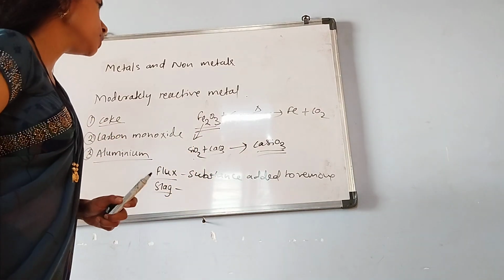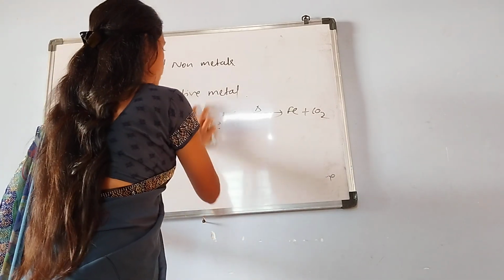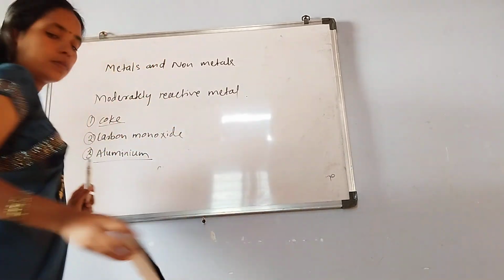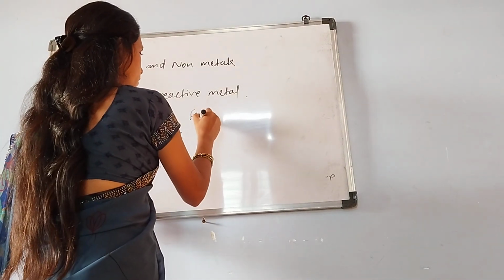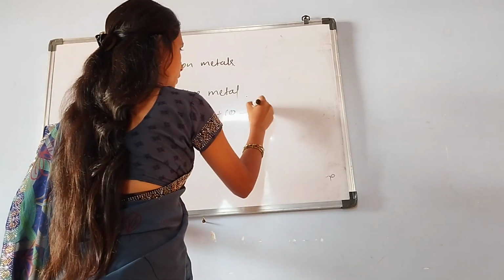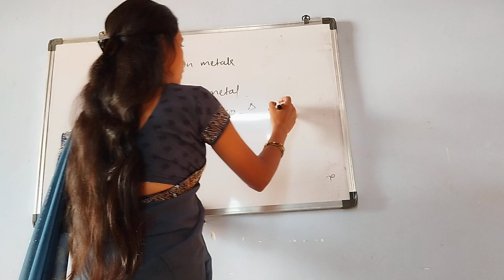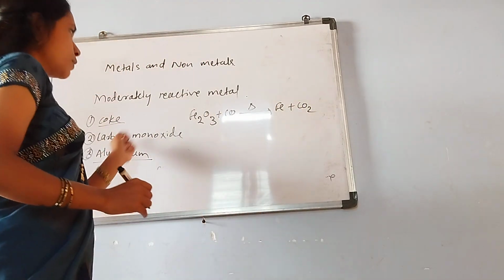Next we are using carbon monoxide as the reagent. So Fe2O3 plus carbon monoxide, after heating it again, we get Fe plus CO2. So this is about carbon monoxide.